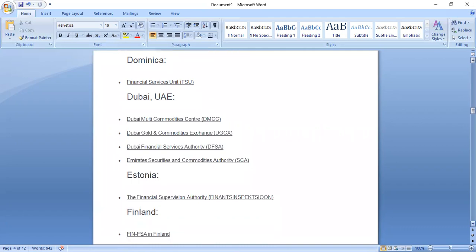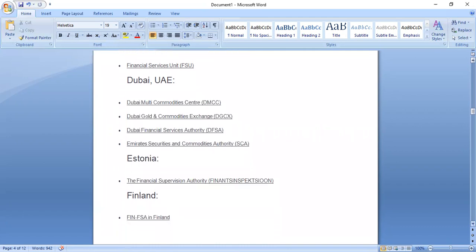In Dubai, if you are in Dubai or UAE, then these are your regulators. If you are signing up with a broker from Dubai or UAE, we have the Dubai Multi-Commodity Centre, DMCC. We have the Dubai Gold and Commodities Exchange, that's the DGCX. We have the Dubai Financial Services Authority, which is the DFSA. We have the Emirates Securities and Commodities Authority, which is SCA.